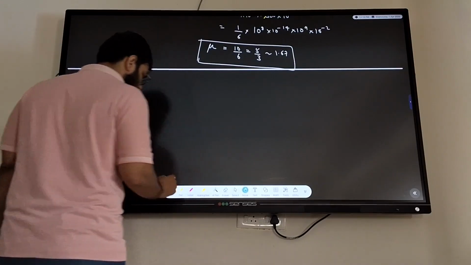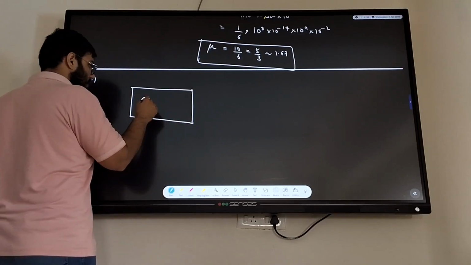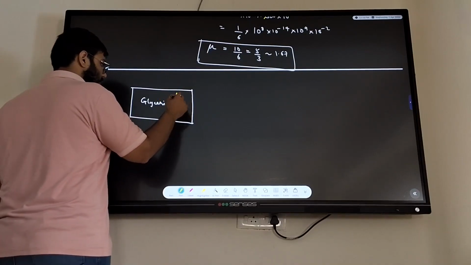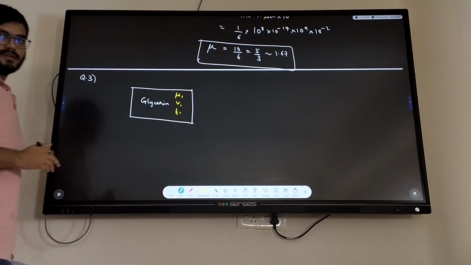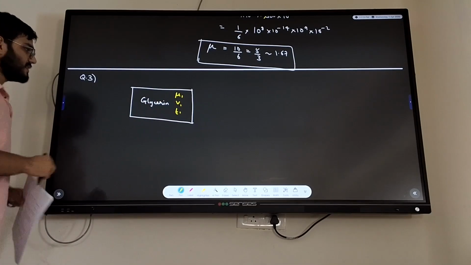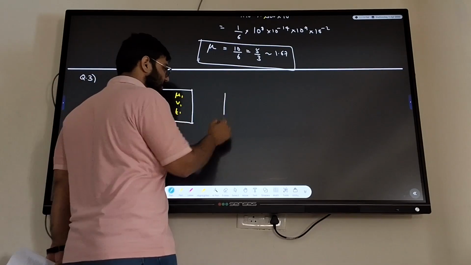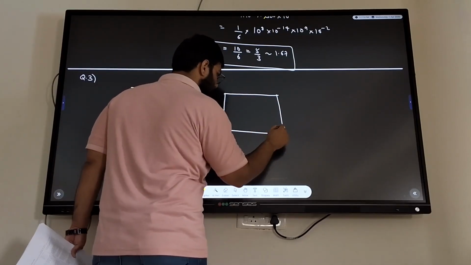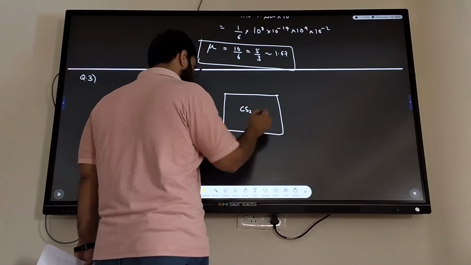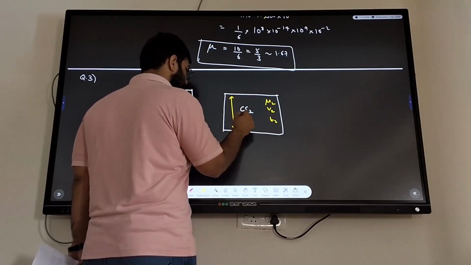So you have this box, a container. You have this μ1, v1, t1. Some refractive index μ1, velocity v1, it passes through this by v1, and so it takes time t1. What is this length? 20 meters. You have the same setup now here. CS2, and this is given to be μ2, v2, t2. What is this? Again 20 meters.